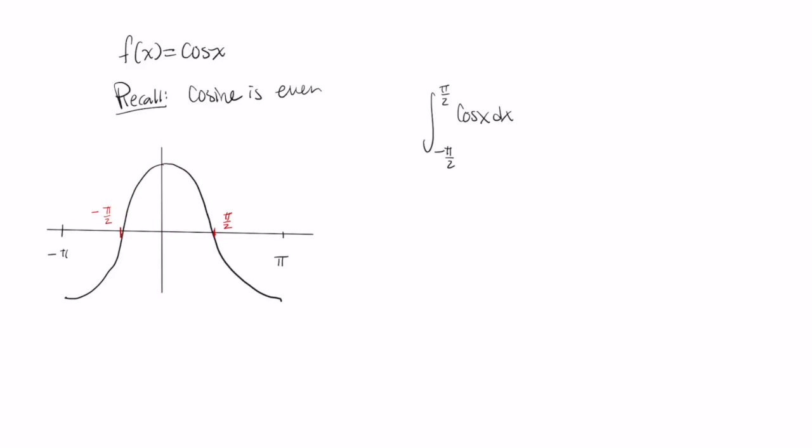All right, so that said, how can symmetry help us? Well, since I know this area here and this area here is equal, rather than integrating from negative pi over 2 to pi over 2, I can integrate from 0 to pi over 2 and just double that.